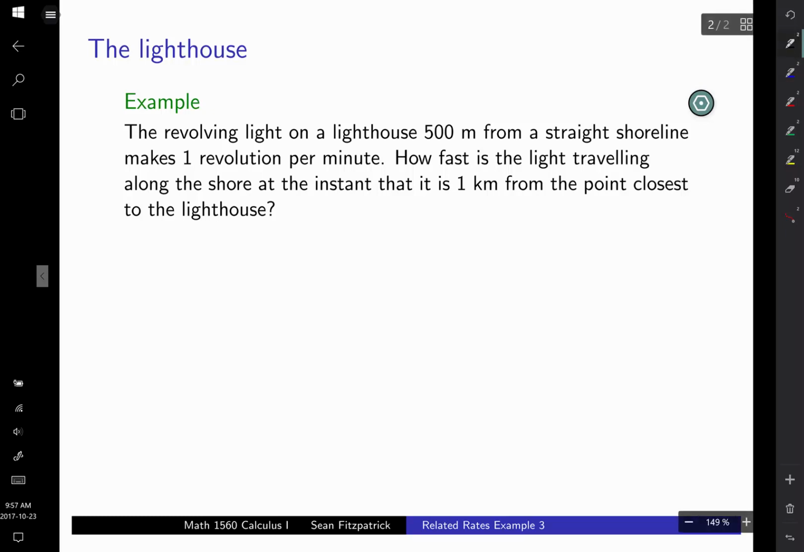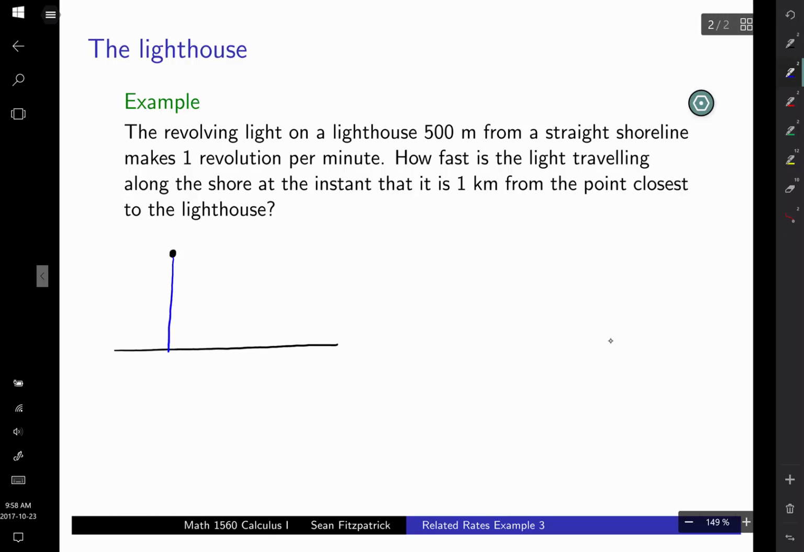Okay, so this time we've got to spend a little bit more time on our diagram. We've got a lighthouse with a revolving light, and that lighthouse is out in, I guess, the ocean, let's say, away from a straight shoreline. So what we do here is we draw our shoreline, and out here, here's our lighthouse, okay? And now we start putting in information.